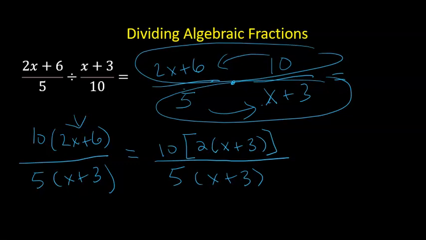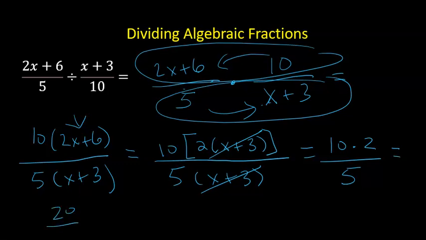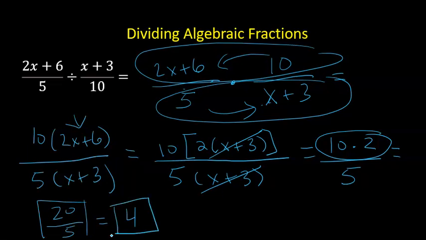What does that give me? Well, I can get rid of these. I can get rid of these, so it gives me 10 times 2 over 5. And what does that give me? It gives me 20 over 5, because I multiplied these two together. Well, I could keep this answer, but we can keep reducing. How many times does 5 go into 20? It goes in 4 times, so it gives me a whole number as my final answer.